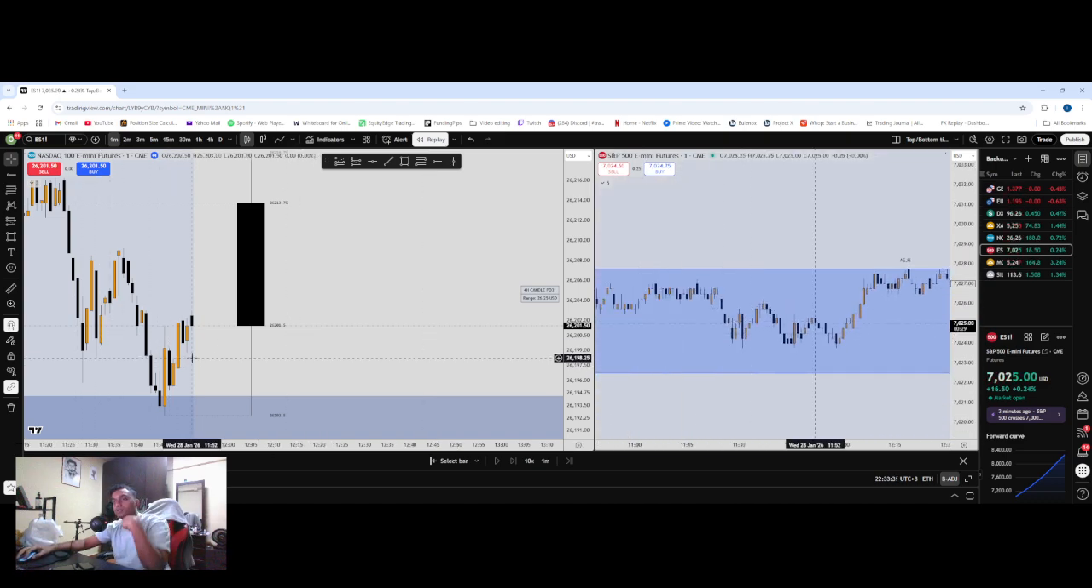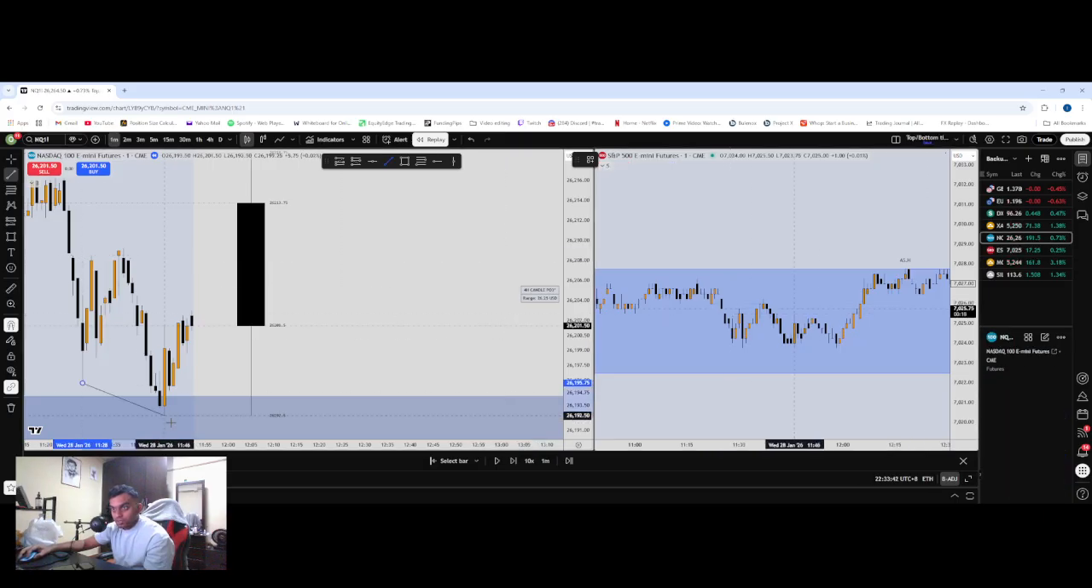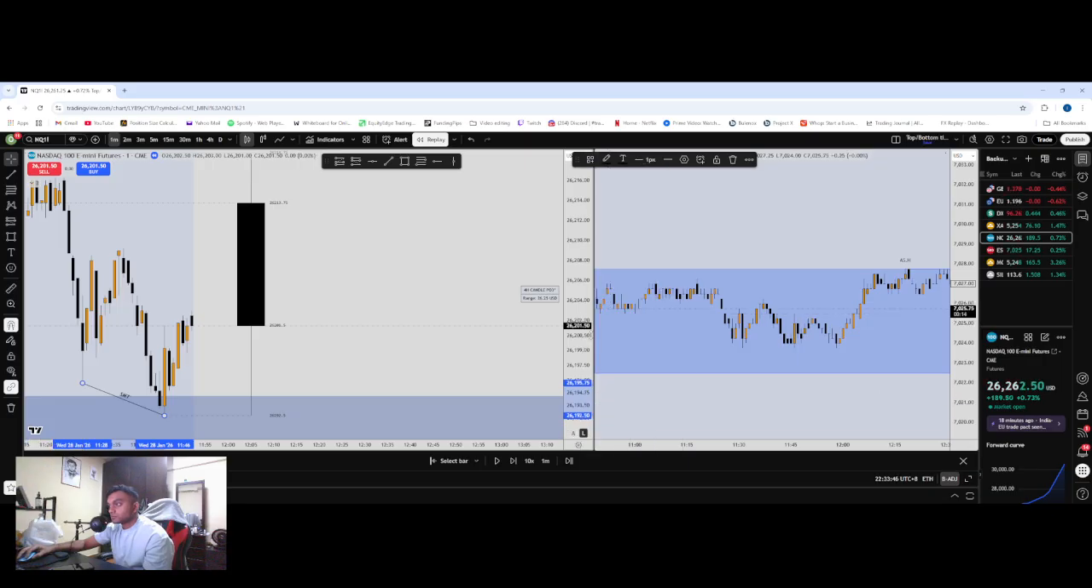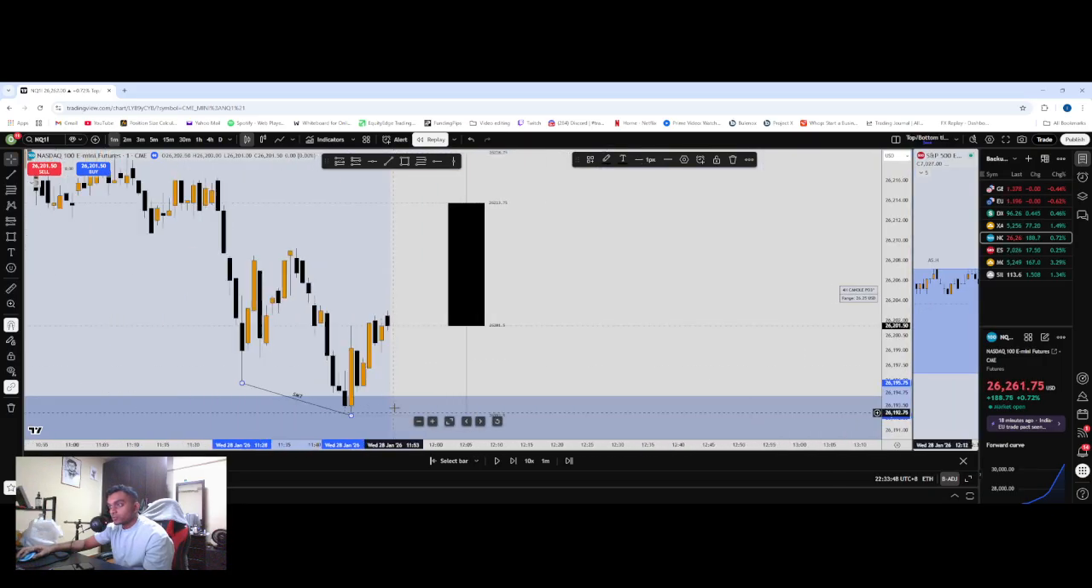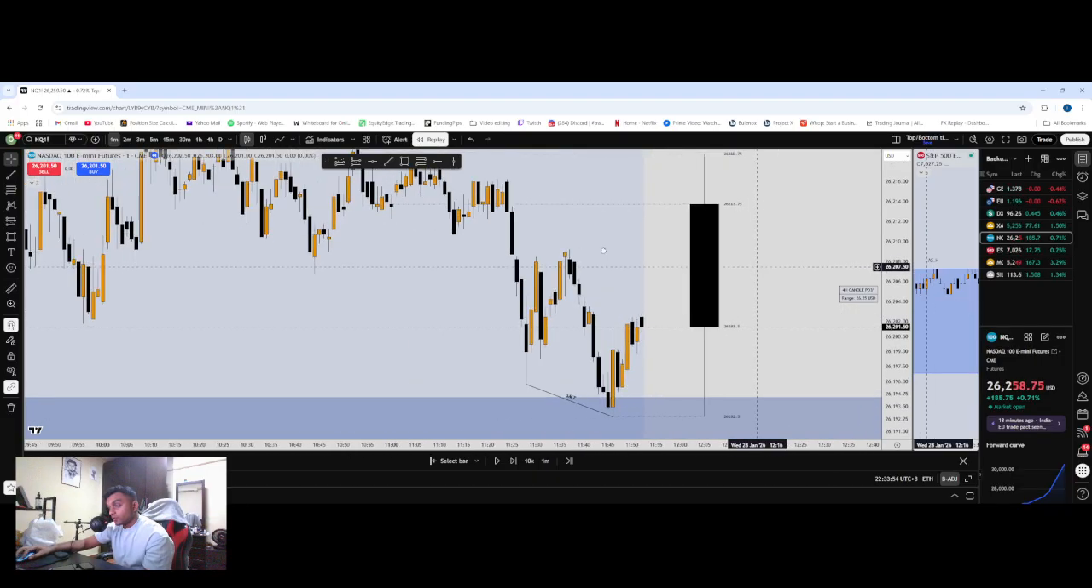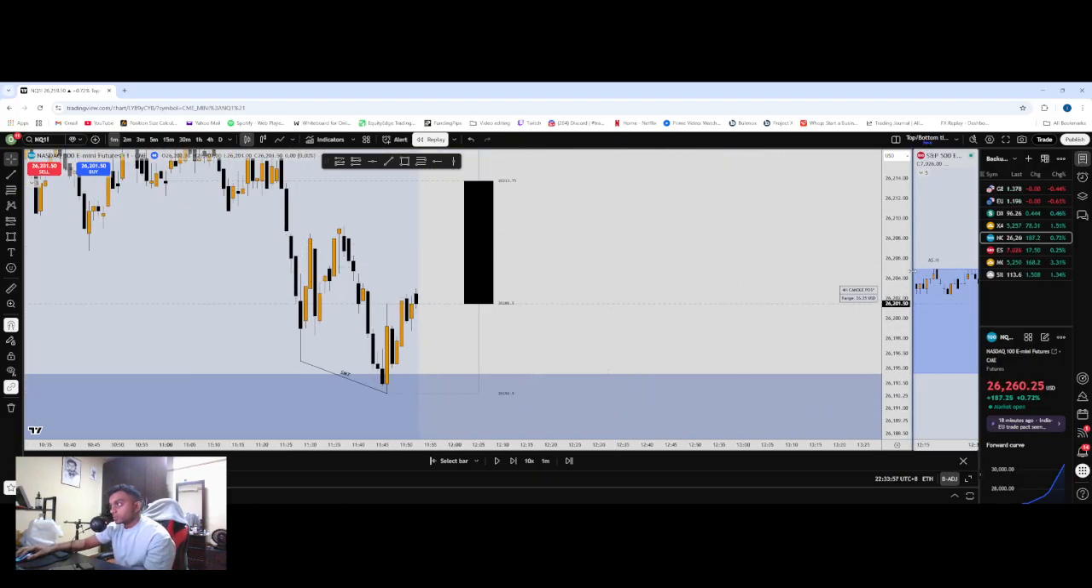Nice. Okay, so we need to see SMT. Do we have an SMT? Yes, we do, right? If you can see on the left side, from this to this, let me zoom in for you. From 11:28 to 11:46, we have a high-low situation, right?